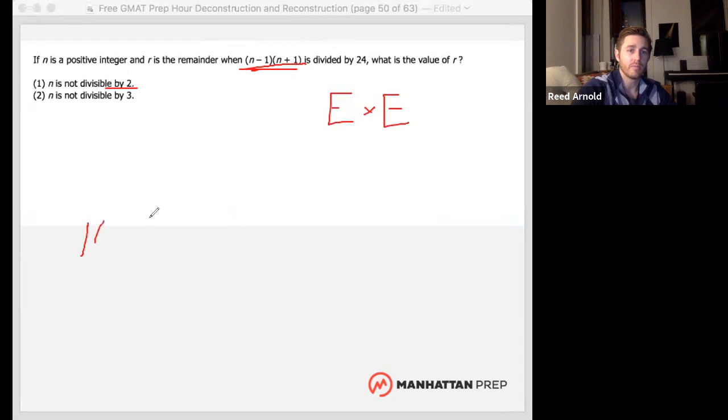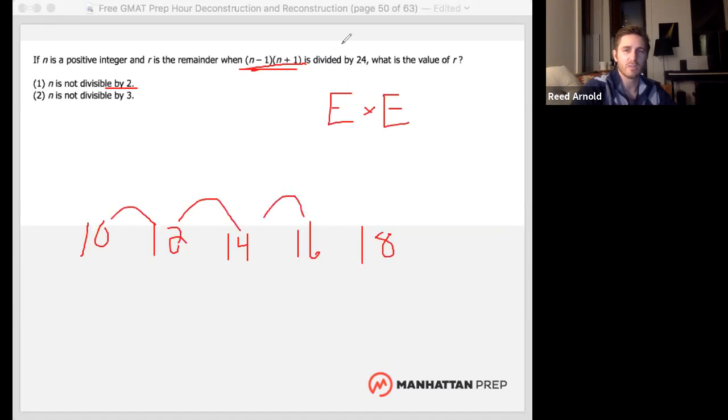Okay. Just take a list of even numbers, 10, 12, 14, 16, 18. If you multiply any two of these together, you're going to get, I should have picked easier numbers, 4, 6, 8, 10, 12. If you multiply any of those together, you're going to get a multiple of 4: 24, 48, 80, 120, all multiples of 4, all multiples of 8, excuse me.